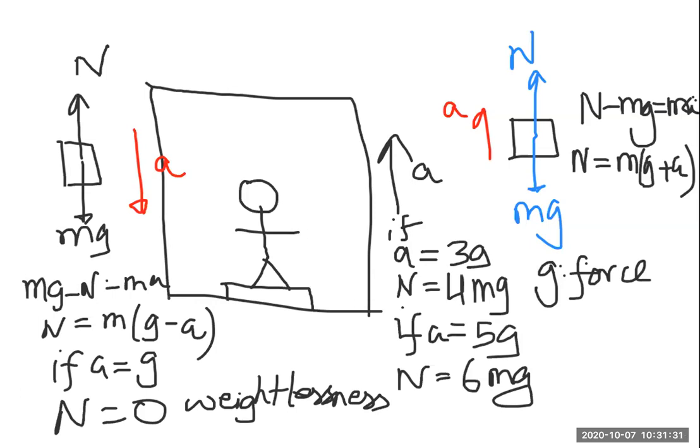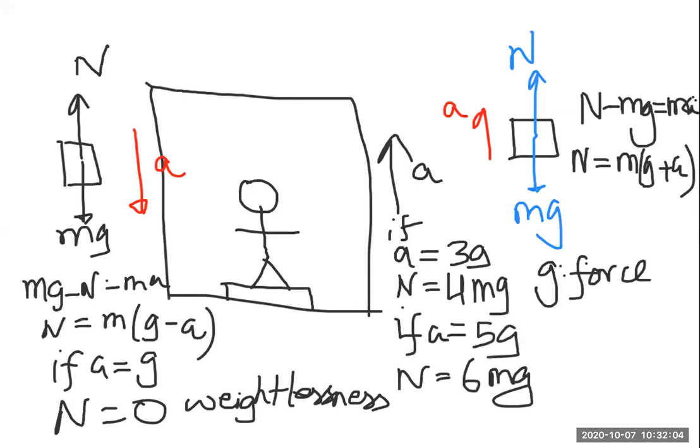Inside a lift which is accelerating up, your weight will increase. And inside a lift which is coming down, your weight will decrease. What will happen if N is greater than MG, that is, A is greater than G while going down? The question was asked: when A is greater than G, when moving down, what will happen?